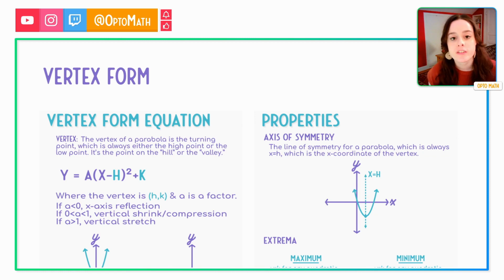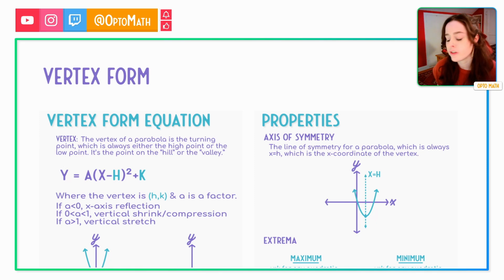So this is one of the forms that you can write the equation of a quadratic in. And we call it vertex form because it easily shows what the vertex of the parabola is. So a vertex is either the low point or the high point of your parabola. It's really the turning point, and it's the point at the top of the hill or at the bottom of the valley, if you want to think about it that way.